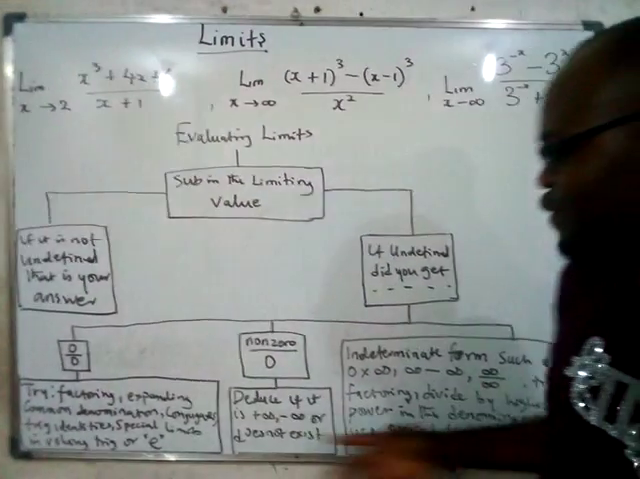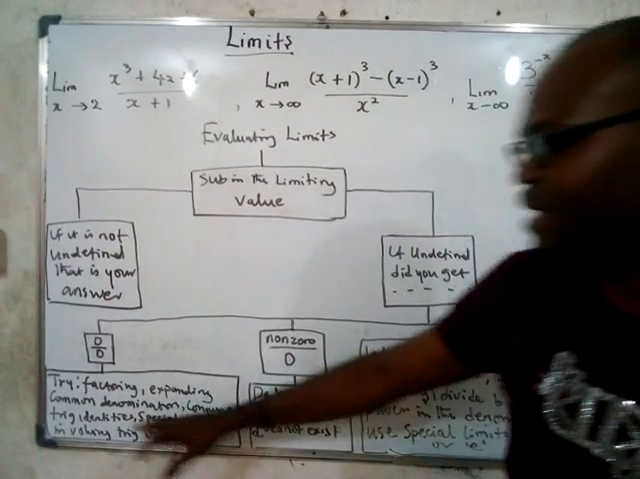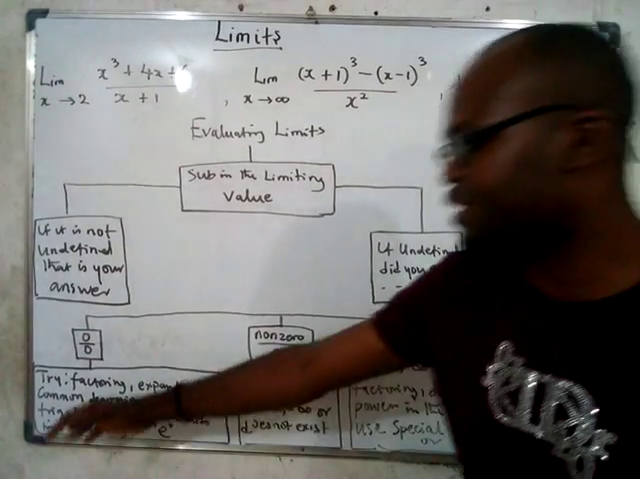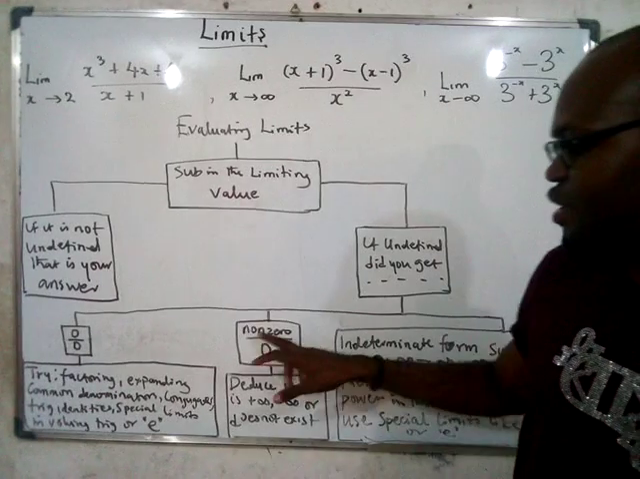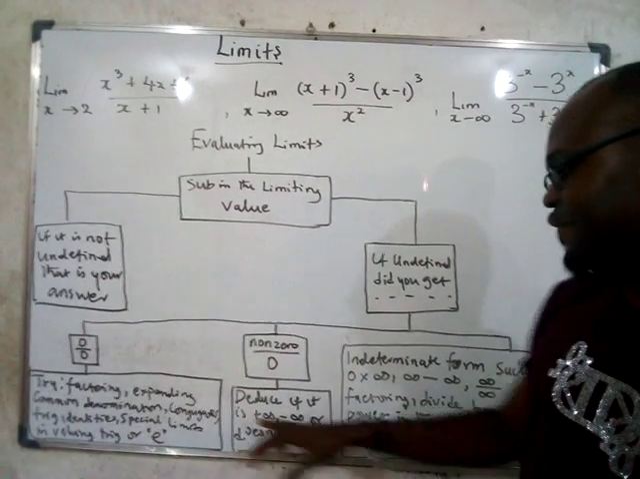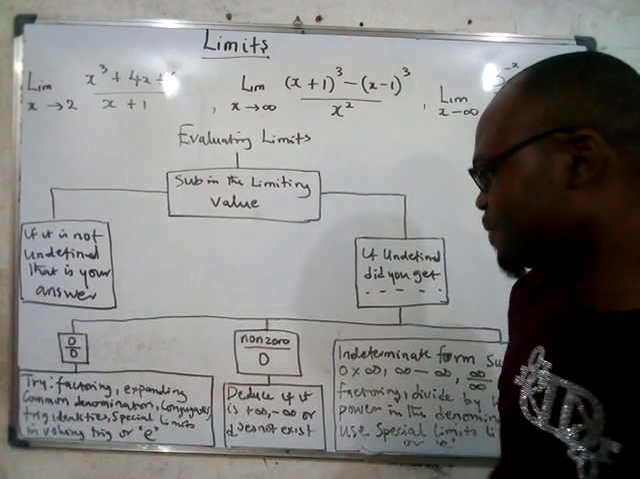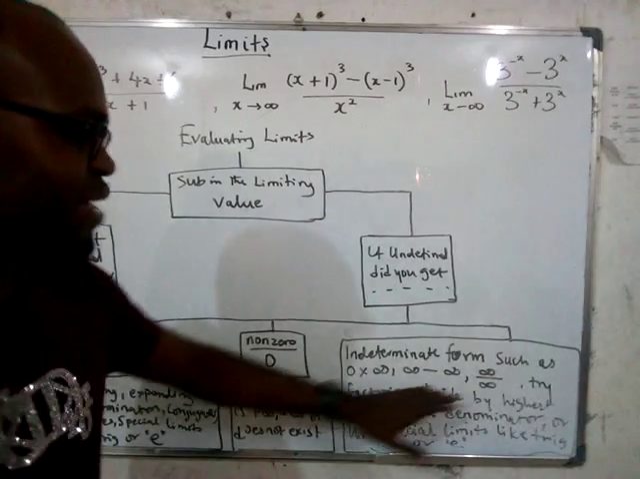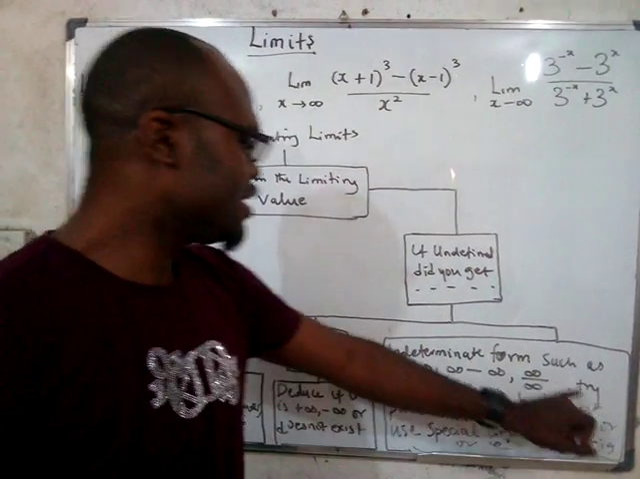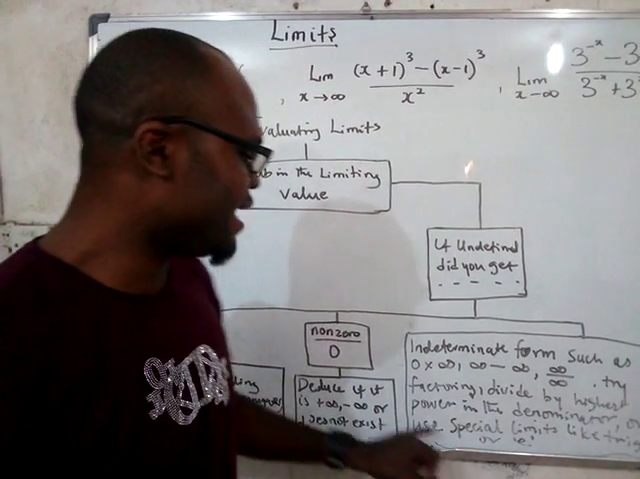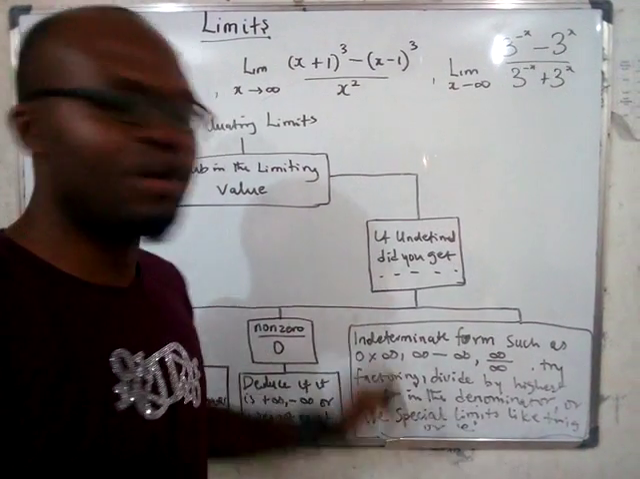So what do you do in each case? If you get 0 over 0, try factoring, expanding, common denominators, using conjugates, using trig identities, or special limits involving trig or e. If you get non-zero over 0, deduce if it is plus infinity, minus infinity, or does not exist. But when you get an indeterminate form like 0 times infinity, infinity minus infinity, or infinity over infinity, try factoring, divide by the highest power in the denominator, or use special limits like trig or e.